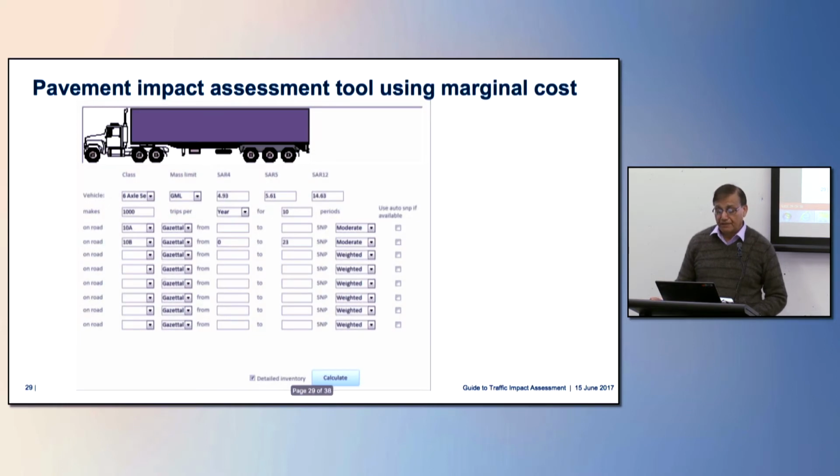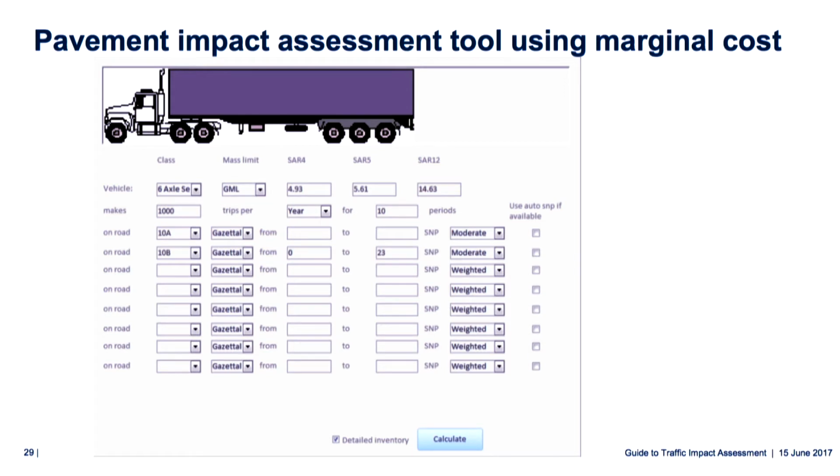This is just an example of the pavement impact assessment, how the marginal cost tool is used. The vehicle has 6 axles with the gross mass load of 4.93 for SAR4, which is the granular, and the asphalt concrete, SAR5, and SAR-12, which is the cement stabilized material. 1,000 trips per year over 10 years, and that gives you 10,000 trips all up.